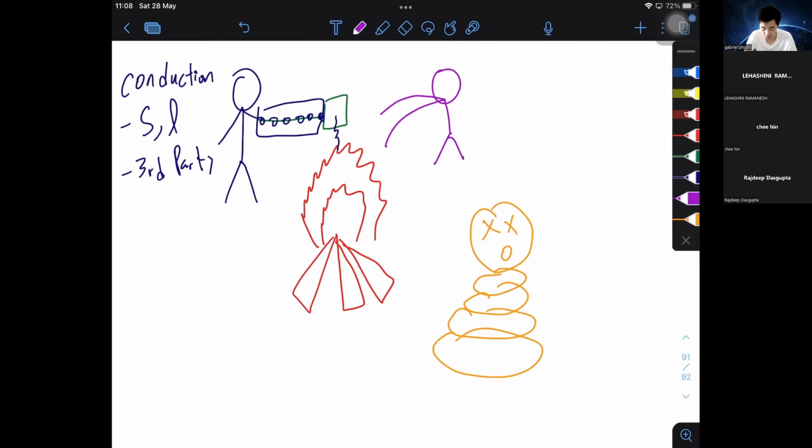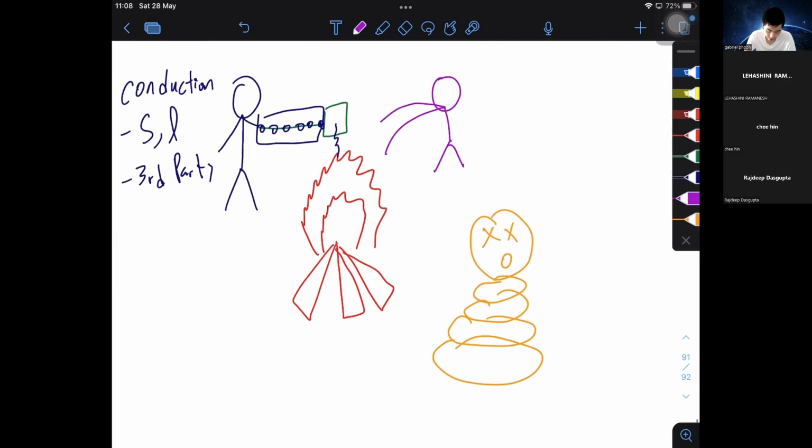Radiation. Why radiation? Because convection is only liquid. Not exactly. You're very close. Okay, now let me clarify that.